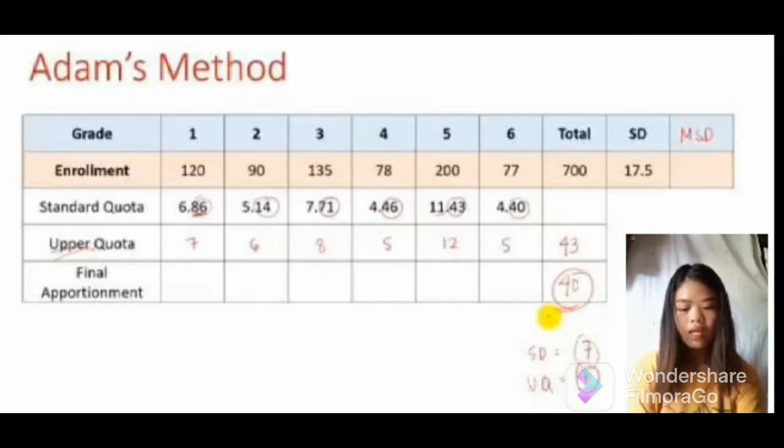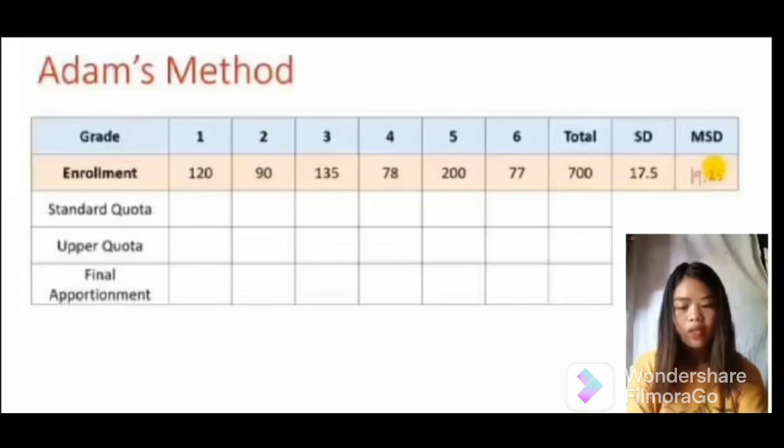Dapat ang total 40. So it means we need modified standard divisor, at this time dapat mas mataas naman sa given na SD, kasi kapag sa Jefferson's kasi ang dapat gamitin mas mababa sa SD. This time yung mas mataas naman, kasi kapag tumaas ng unti-unti yung value dito from 17.5, lumiliit yung total dito. As I found out, yung MSD na pwede natin gamitin ay 19.25.